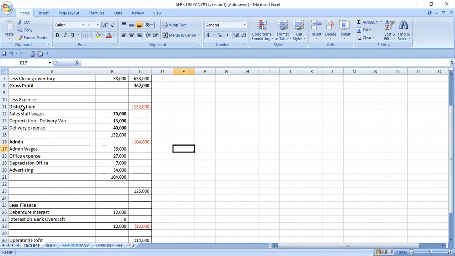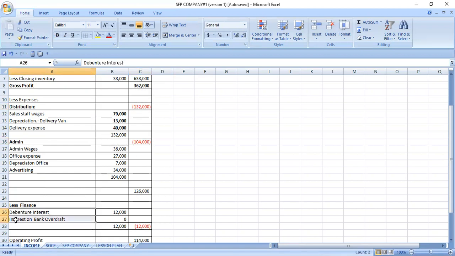This can be part of your working. You do your working, then you transfer this figure. Under administration expense, we talk of admin wages, office expenses, depreciation for accounting machine, depreciation of office assets, and advertising. We can have these expenses. Then we add these and deduct them. Then we move on to finance cost.